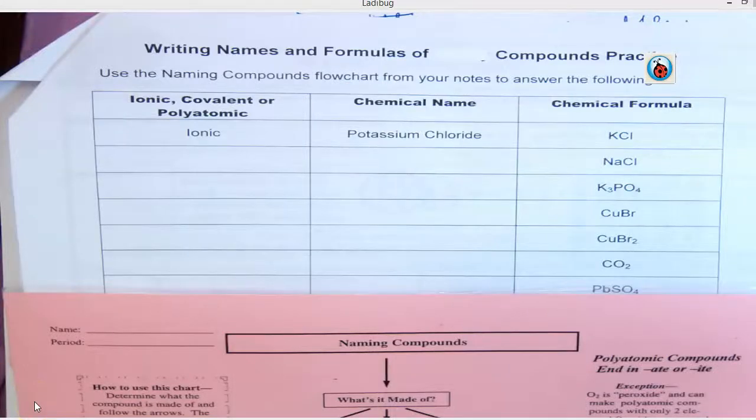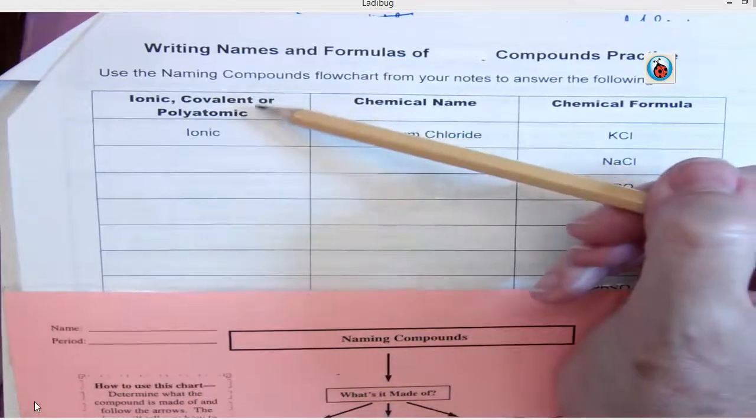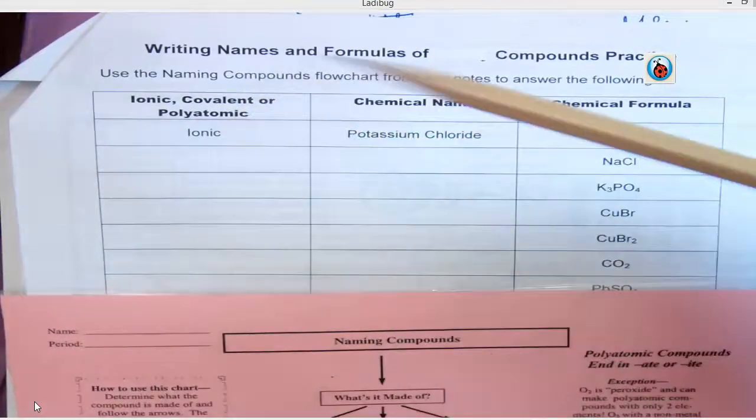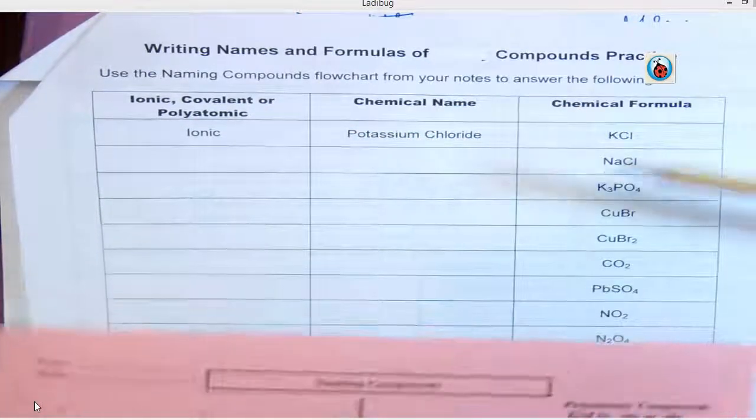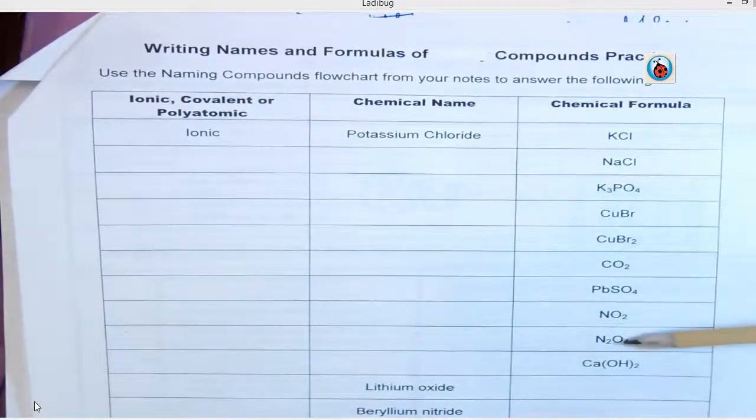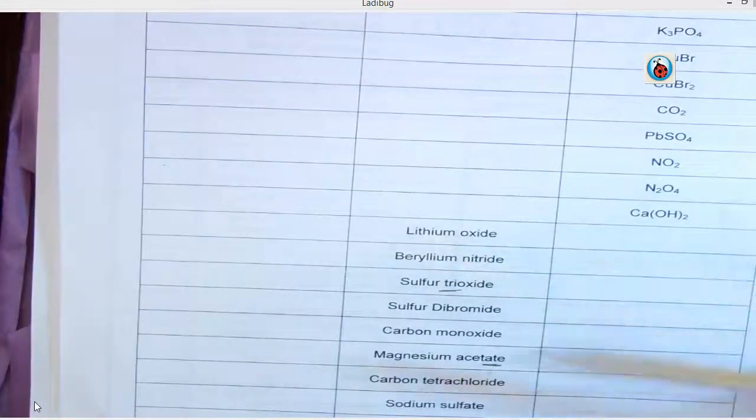Okay, now we're going to write names and formulas for different kinds of compounds. So these, we first want to determine if it's ionic, covalent, or polyatomic. So we're either going to be using the formula to determine if it's ionic, covalent, or polyatomic, or down here we're going to have the chemical name.